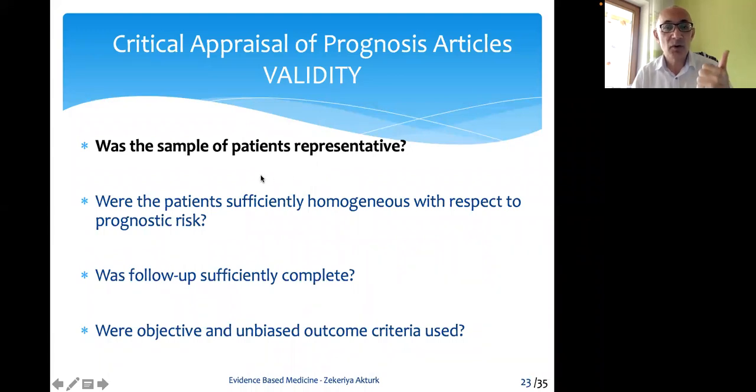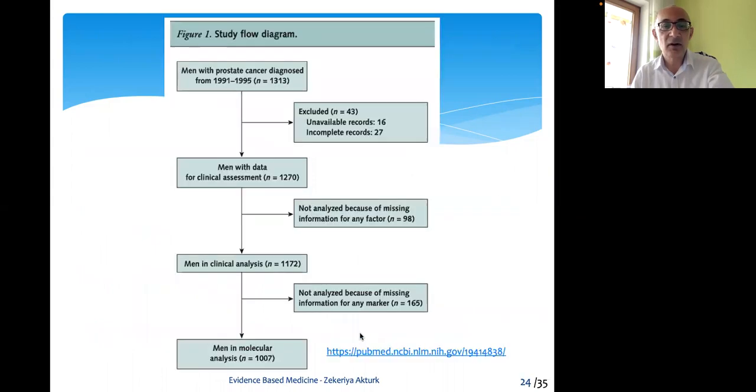So let us repeat once more. Was the sample of patients representative? Were the patients sufficiently homogeneous with respect to the prognostic risk? Follow-up, was it sufficiently complete? When I say sufficient, these are rather subjective terms, so there are no certain criteria. I will not give you a statistical threshold or limit for sufficient, sufficiently homogeneous or sufficiently complete. But a clinician should be able to judge for himself. And were objective and unbiased outcome criteria used?